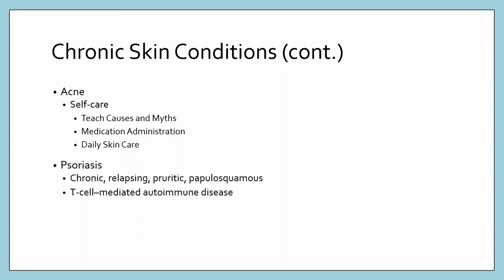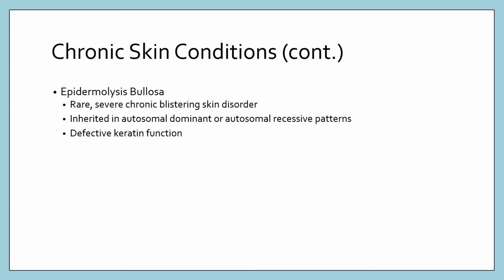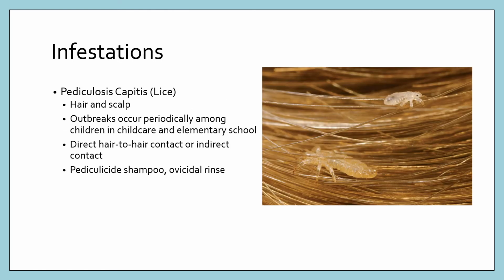Psoriasis is another autoimmune problem that causes skin problems. This is chronic in people. It causes relapse; it comes and goes frequently. It's itchy, and it can look disfiguring to the person. So epidermolysis bullosa, which is hard to say, bullosa. This is a rare, severe, chronic blistering skin disorder. I'm not going to test you on this.